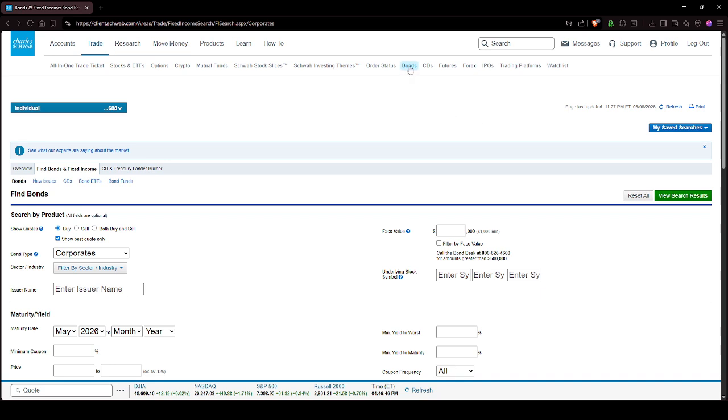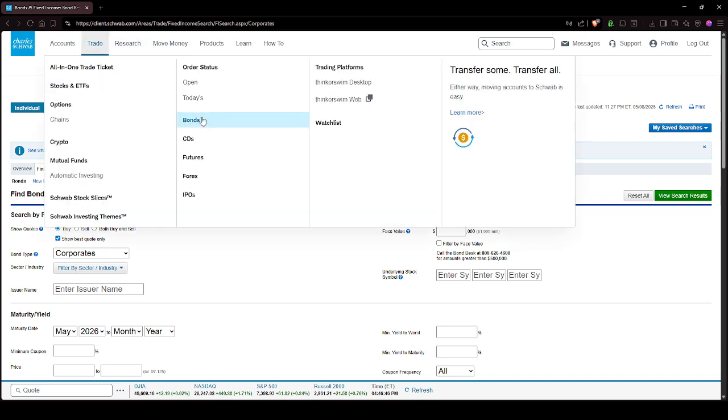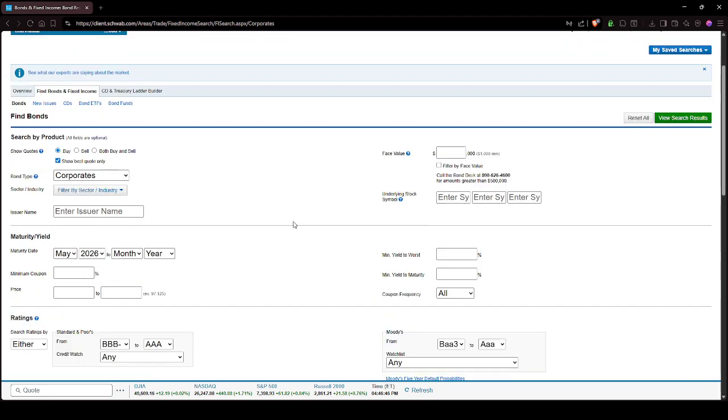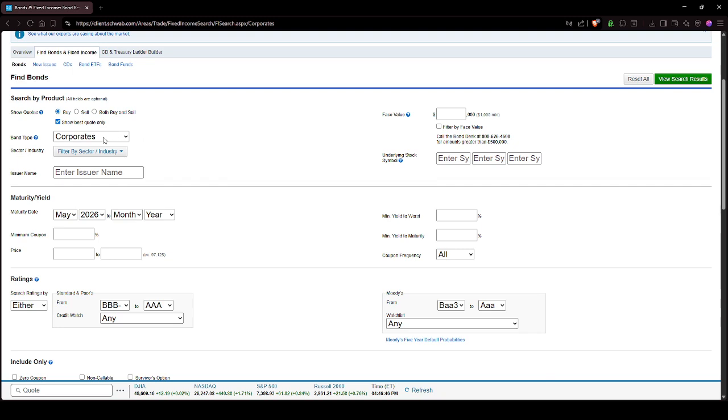Next, log into your Schwab account and navigate to the Fixed Income section. This section will provide you with various options for bonds, including U.S. Treasury bonds, corporate bonds, municipal bonds, and more. You can refine your search based on the type of bond you are interested in, as well as other criteria like maturity dates or credit ratings.